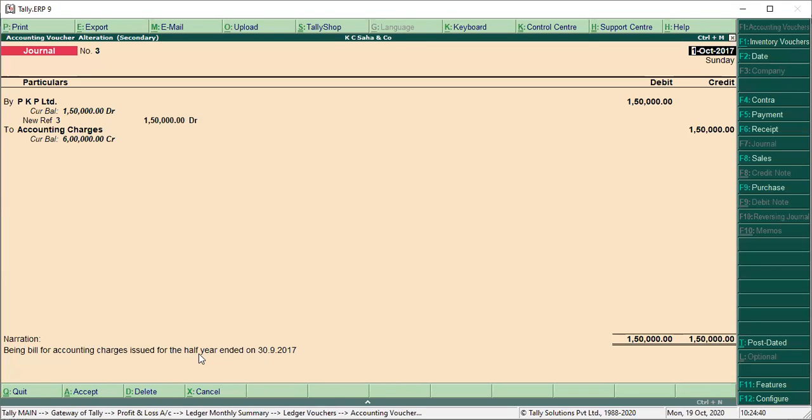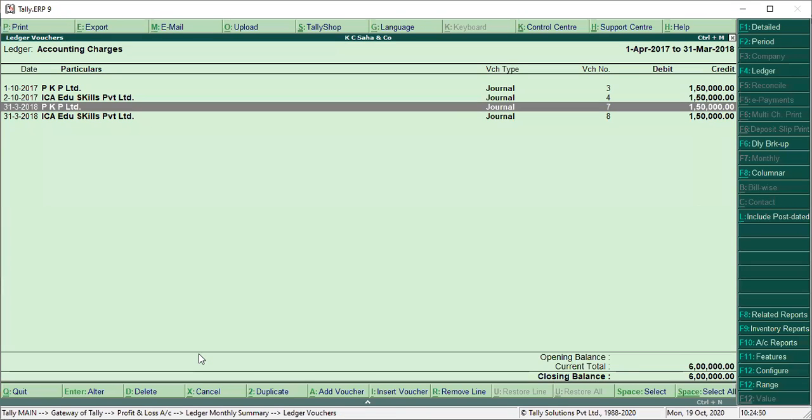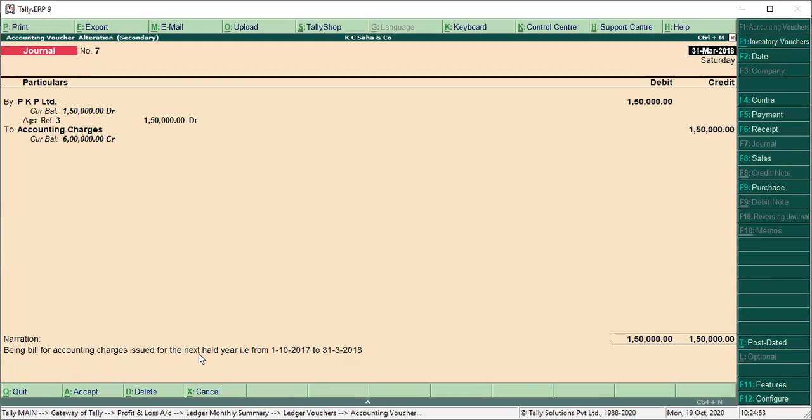What about the next 6 months? You can see there are no transactions for the next 6 months. So that means you have to record it. For this, you have to pass the duplication entry. This one. We have passed the duplication entry, that is 1st October to 31st March. The entry will be the same, but since I have passed this entry, that's why I have changed the date, that is 31st March 2018. So 1 lakh 50, 1 lakh 50. Now you can say that from PKP Limited, accounting charges of 3 lakh rupees have been passed for the full year. That is the whole year.